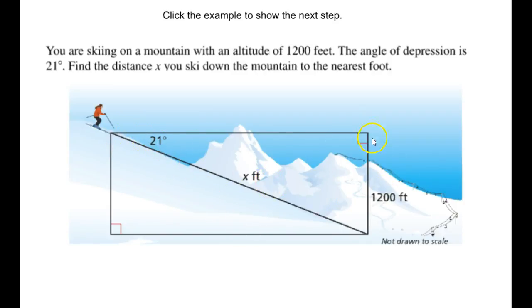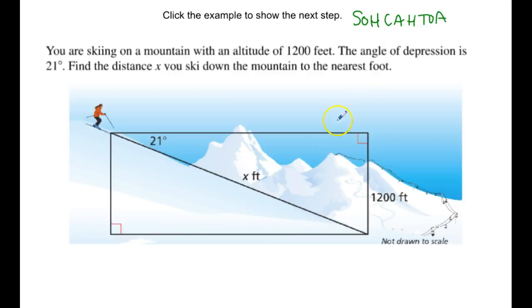So I know the altitude of the mountain is 1,200 feet, and I know my angle of depression is 21 degrees. So now I'm trying to find the length of the run. How far will I ski? So the one thing I notice is I have to figure out, am I going to use sine or cosine? So again, I start with SOHCAHTOA.